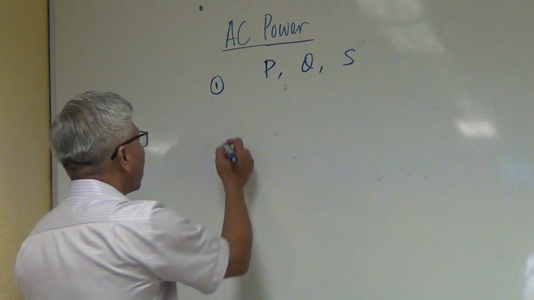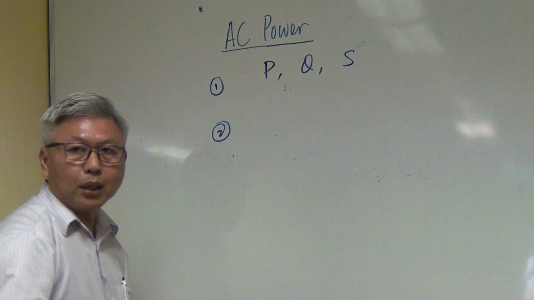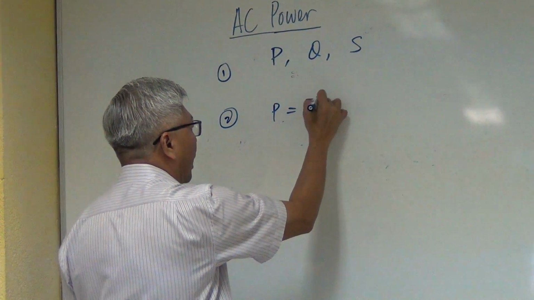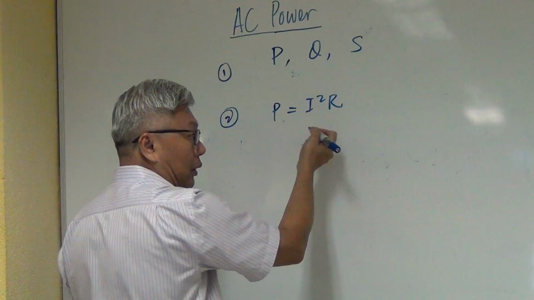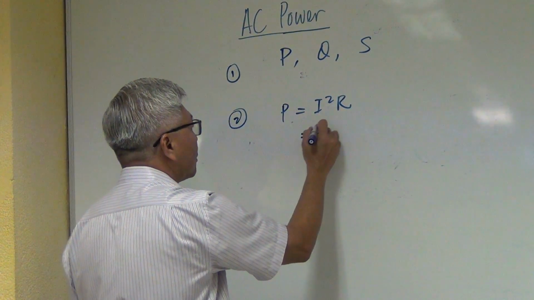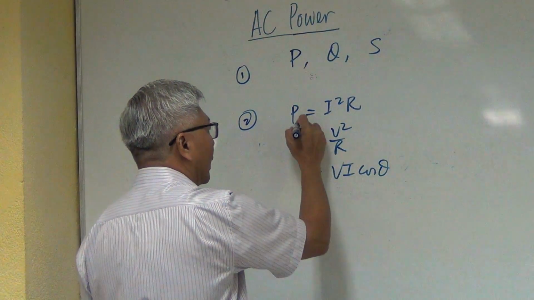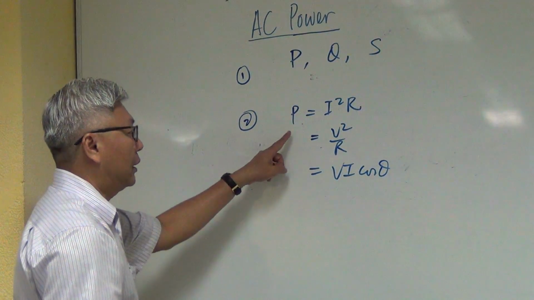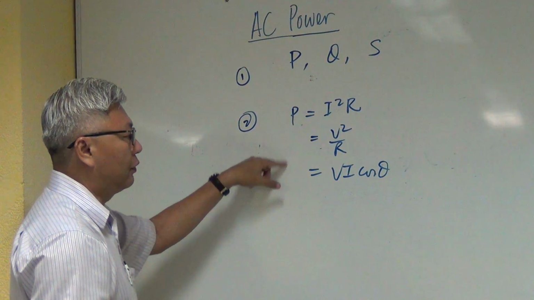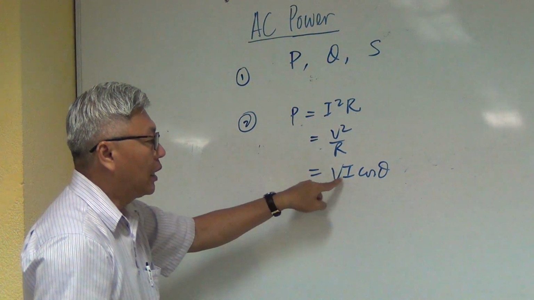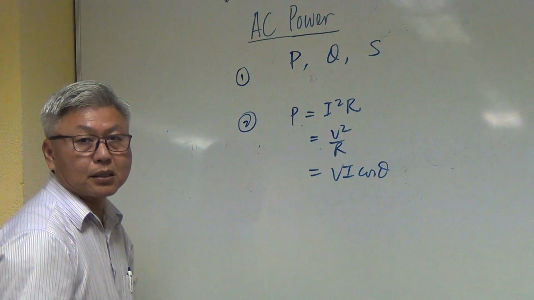Right? 2. Power, you can use various formulas to find power. You can use I squared R if it's individual phase. You can use V squared over R. You can use VI cosine theta, right? If it's one phase, individual phase, individual circuit. You can do that. Yeah, all the units must be in RMS.